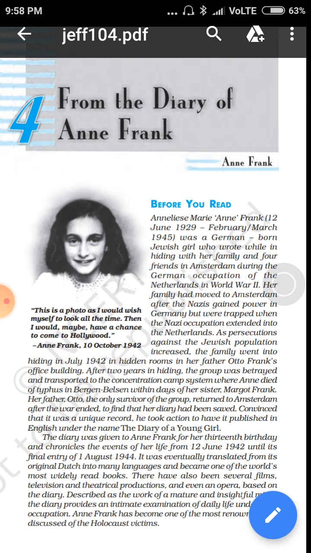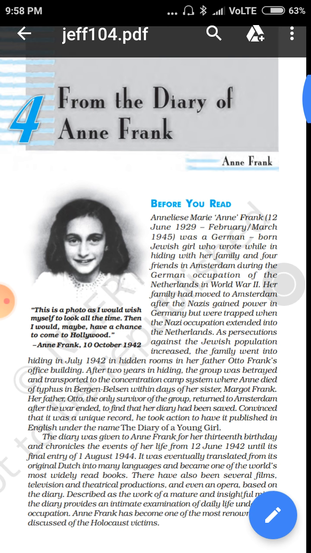where she died of typhus in Bergen-Belsen within days of her sister Margot Frank. Remember this? Her sister's name was Margot Frank.